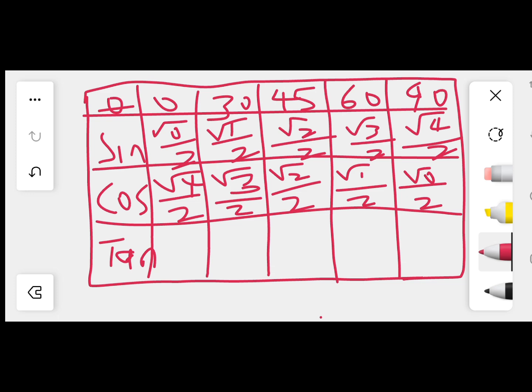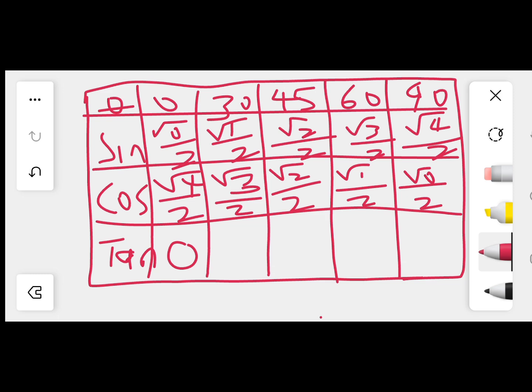Remember cos 0 is 1, which is root 4 over 2, that is 2 over 2, which is 1. So 0 divided by 1, my answer will be 0. So my tan 0 is 0 as well. All right, then what will be my tan 30? I'll come back to that.